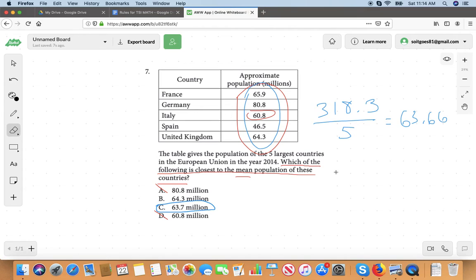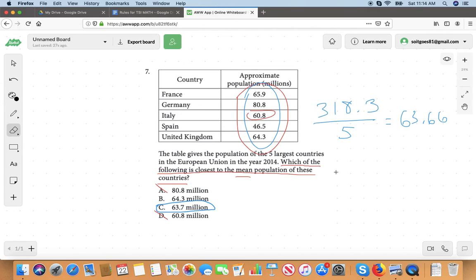I'm also looking at answer choice B now, and I see where they got that from. If I were to line up all these 5 values from smallest to greatest, the middle number, the median number, again, not the physical middle, but the median, would be 64.3. So that's where they're trying to throw me off there.